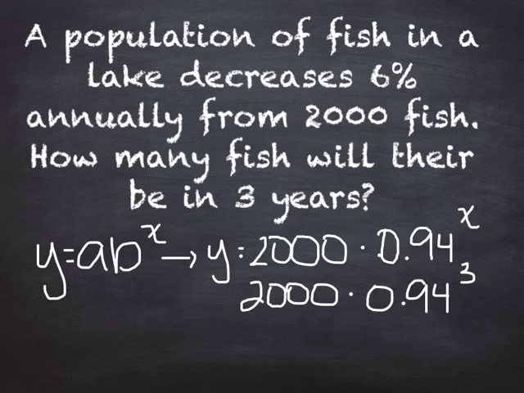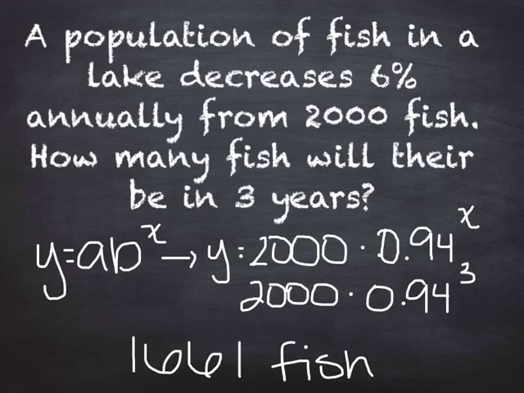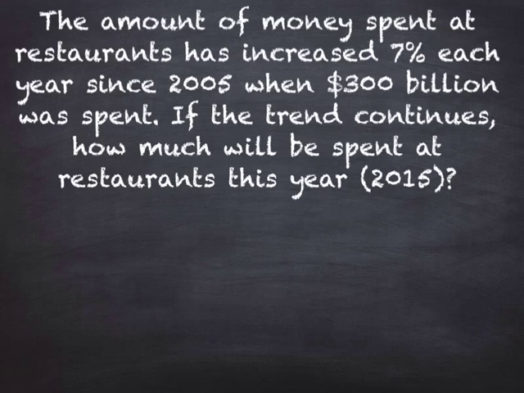That means in 3 years, we will have 1,661 fish. Now, if you plugged that into your calculators, you would have gotten 1,661.168. Now, I'm not going to count 0.168 of a fish as a fish, so I'll go ahead and call it 1,661 fish. Here's another one.